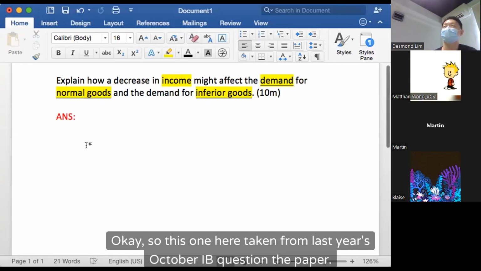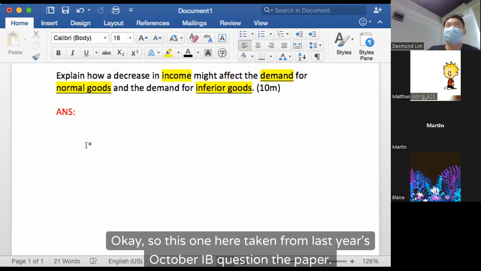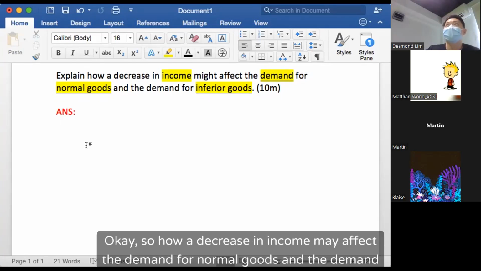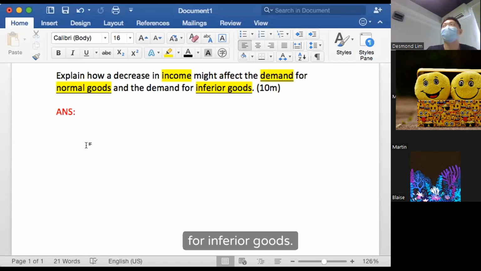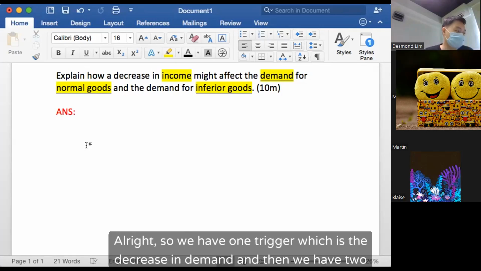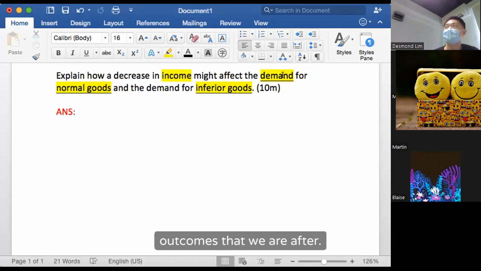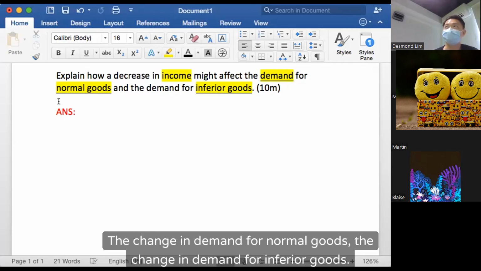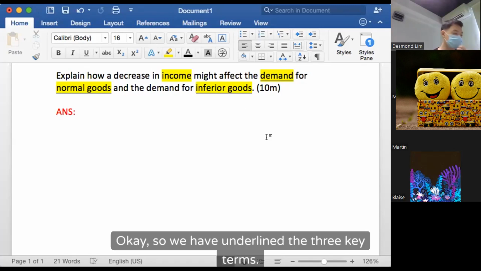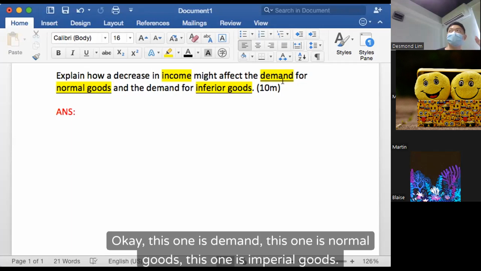Okay, so this one here is taken from last year's October IB question paper. How a decrease in income may affect the demand for normal goods and the demand for inferior goods. So we have one trigger, which is the decrease in income, and then we have two outcomes that we are after: the change in demand for normal goods and the change in demand for inferior goods. So we have underlined the three key terms: demand, normal goods, and inferior goods.